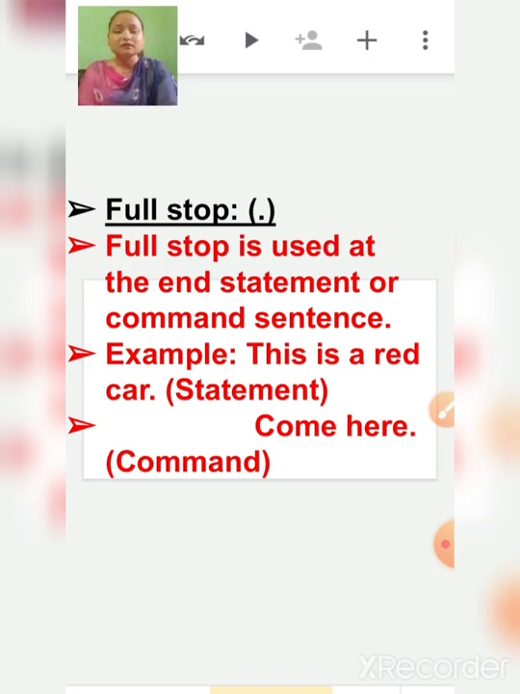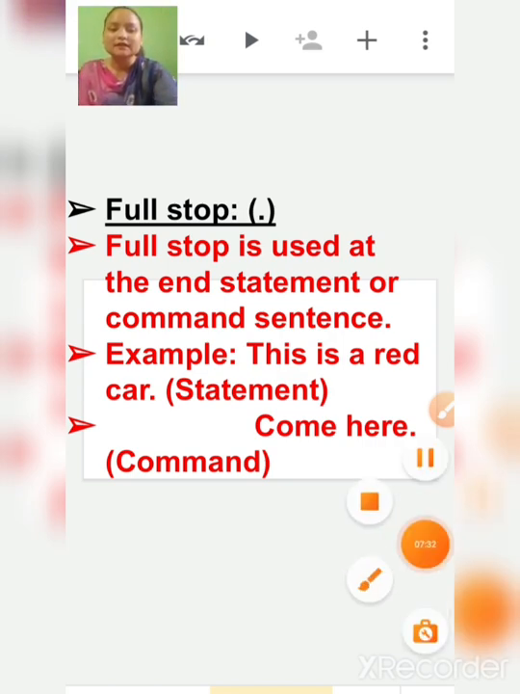Example, this is a red car. Now this is a simple statement that I am saying. So the sentence is ending with full stop, right? The statement is ending with full stop. Then, come here. Come here is a command. You stand up. All these are what, children? Commands. I am giving a command to someone. Then that command sentence will also end with full stop.